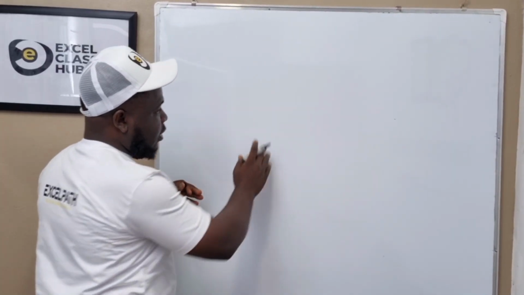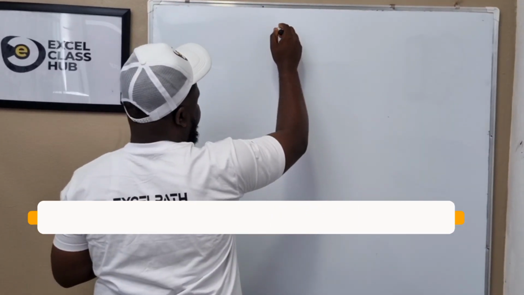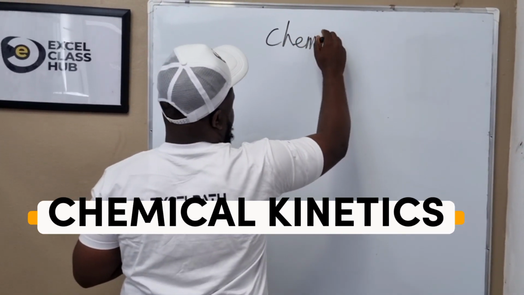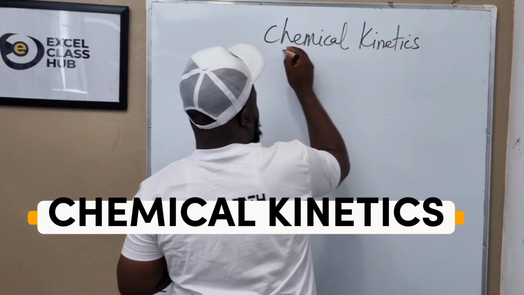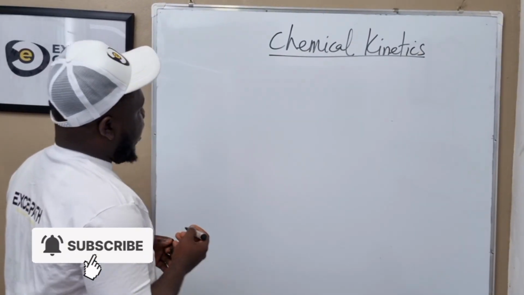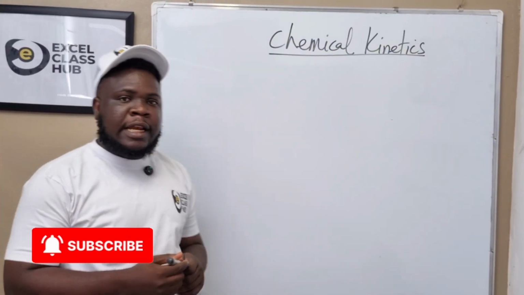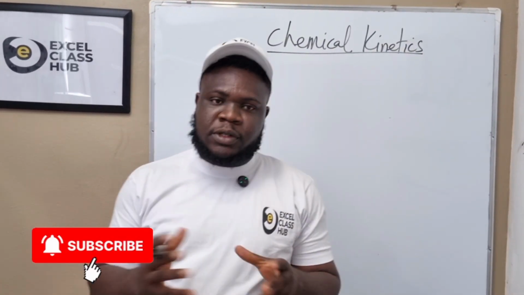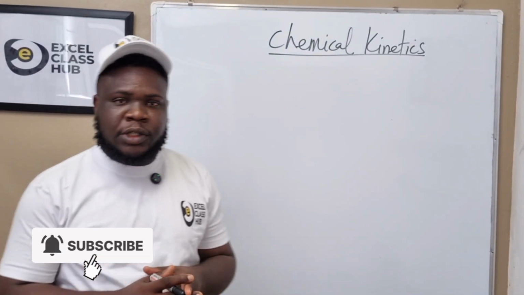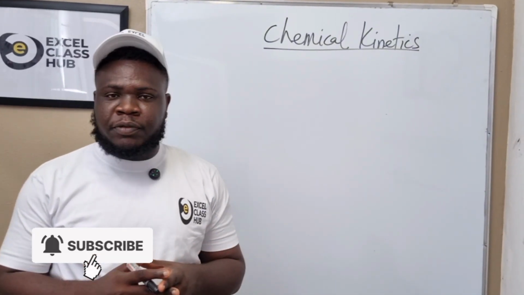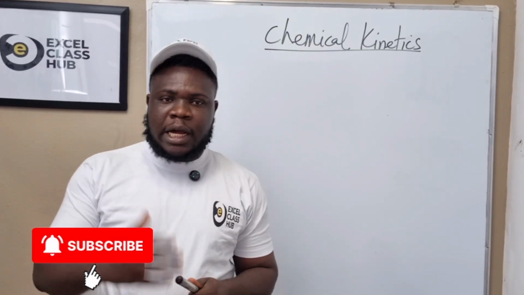Today we are going to be starting a new topic, and the topic we are looking at today is chemical kinetics. Chemical kinetics is a branch of chemistry that deals with the study of the rate of a chemical reaction, the factors that affect the rate of a reaction, and the mechanisms, that is, the series of steps by which a reaction occurs.